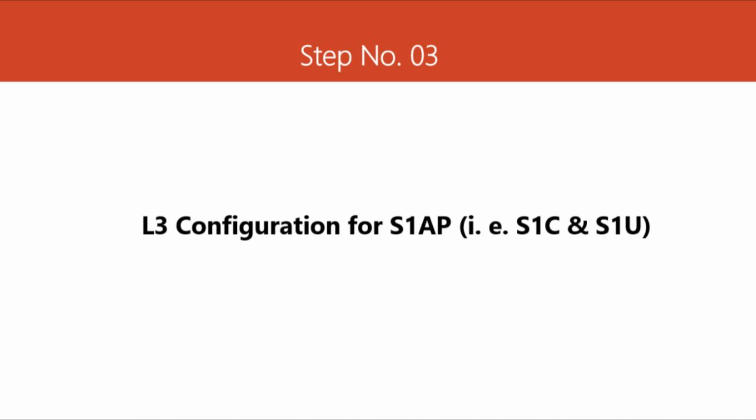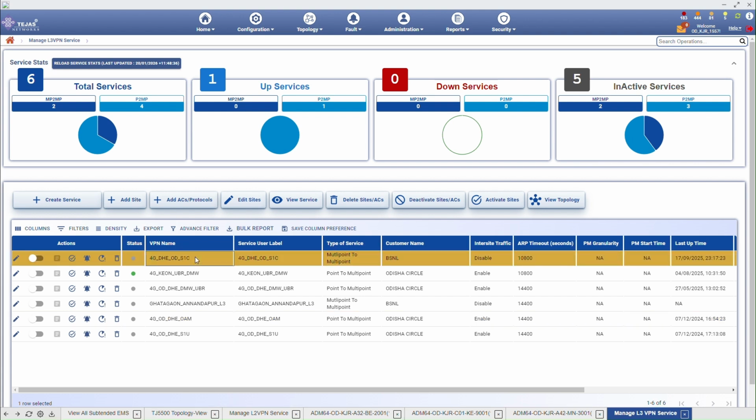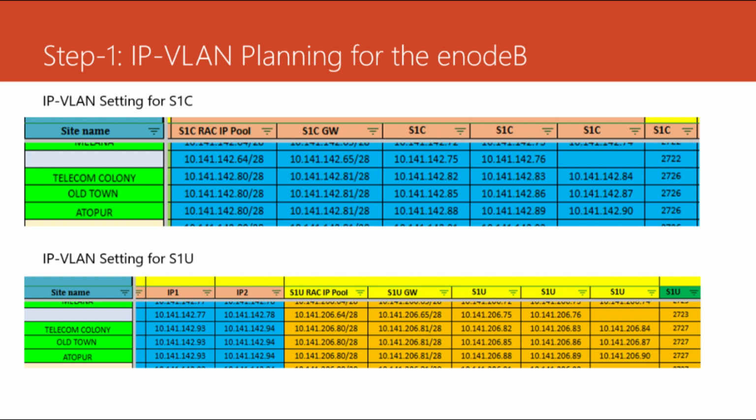Now, let's discuss step 3 of this lecture. That is L3 configuration for S1AP. Now let's again navigate to the Manage L3 Sites section. Here you will find the pre-configured services for the S1C and S1U. In this section we will only demonstrate the S1AP configuration, that means configuration of S1C and S1U. So now recall the IP VLAN setting of the Telecom Colony site and note down the VLAN and gateway IP details of S1C and S1U.